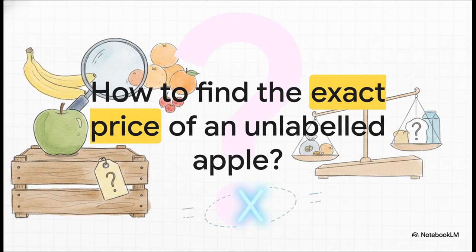Imagine this scenario. You're at the local market. You hand over your cash for a bunch of items, and that includes a delicious-looking apple that just didn't have a price tag. You know your total bill, you know the price of all the other things you bought, but what exactly did that single apple cost? You can't just guess here, we need absolute precision. And that is exactly where our mathematical magic tool comes into play. It takes the guesswork completely out of the equation.